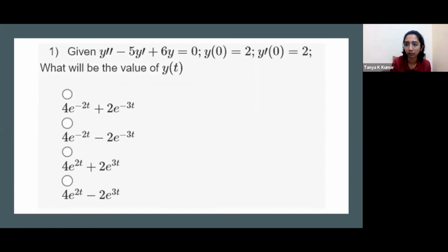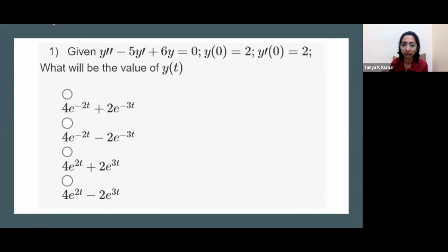Okay. So now we'll go over the questions of the previous assignment. Yeah. So given is y double dash minus 5y dash plus 6y equal to 0, and you've been given two initial conditions. What will be the value of y of t? So they've asked you to solve this equation. How will we solve it?